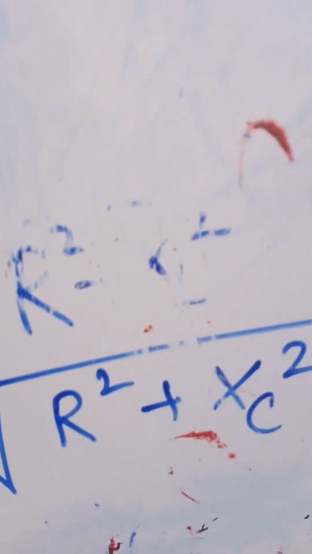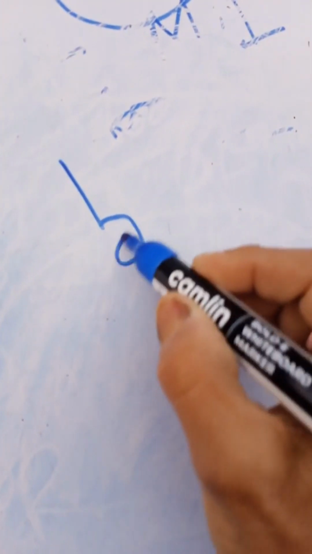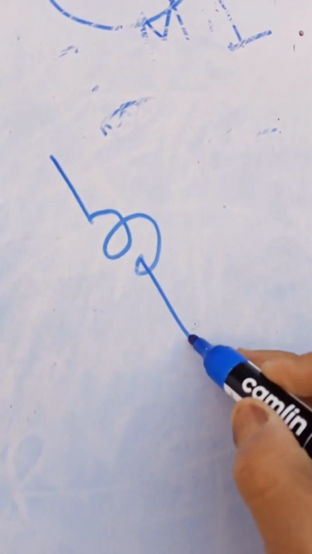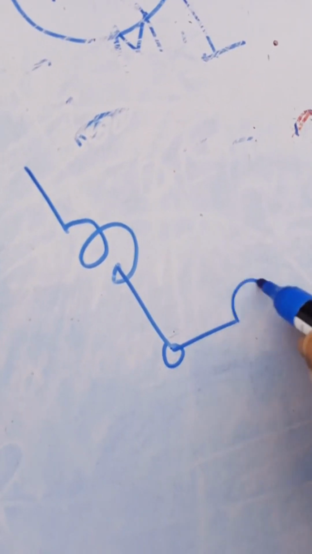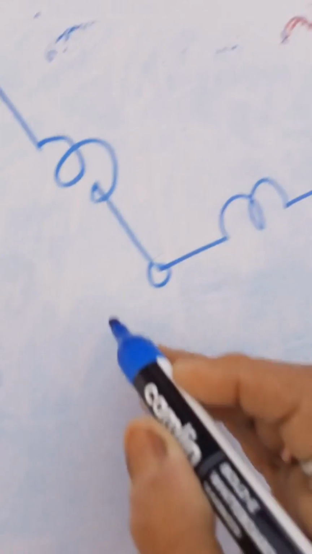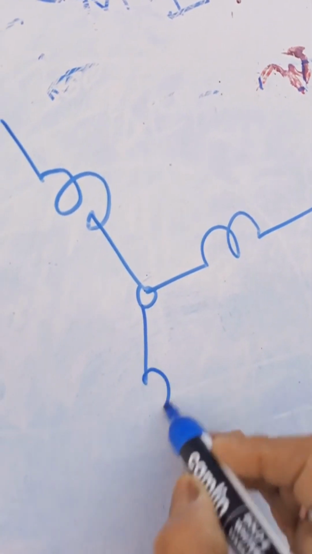Next question. What do you mean by star and delta connection? Very important. See the star connection. I am going to draw the connection here. Star connection and delta connection. This is the star connection, with the phases 120 degrees apart.